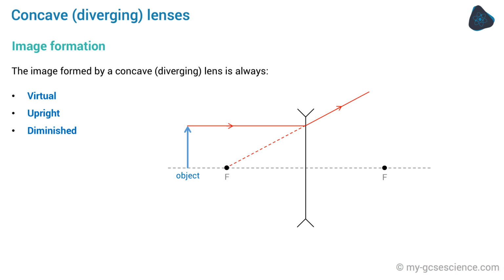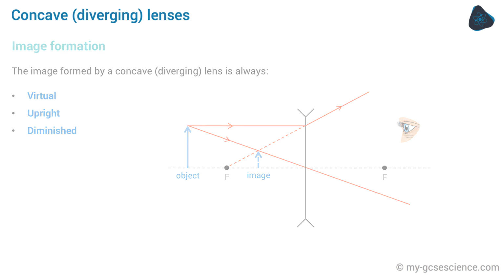Ray 2, as always, goes straight through the centre of the lens. The point at which these two rays cross shows us the location of the virtual image, which we'll be able to view from this direction. Remember that it's virtual because the light rays which form this image only appear to diverge from this point. If you placed a screen at the location of the virtual image, no actual image would be projected onto it.